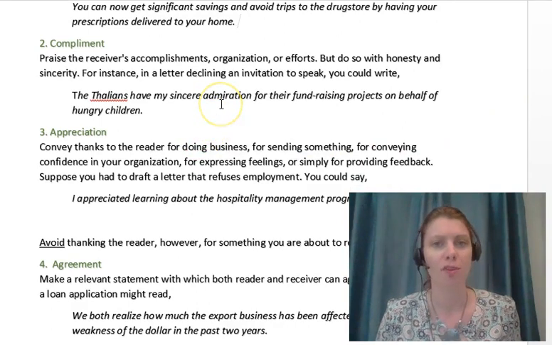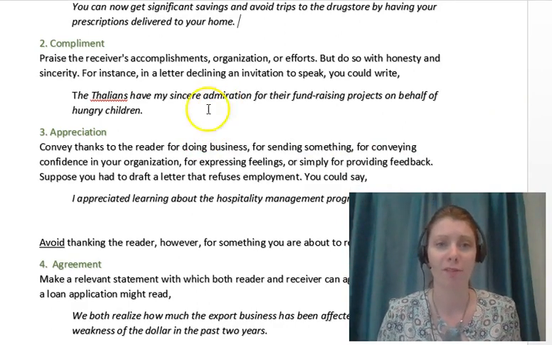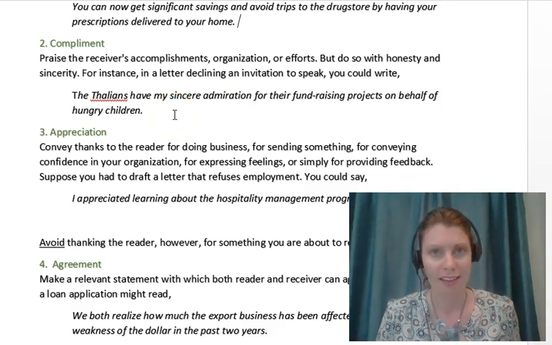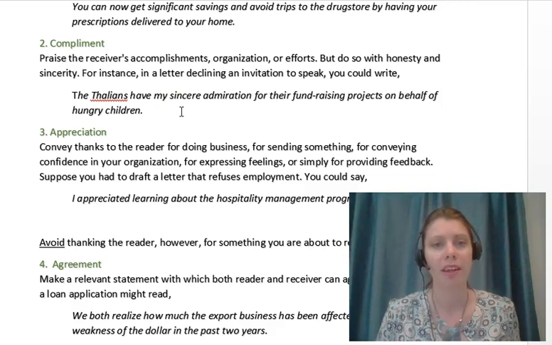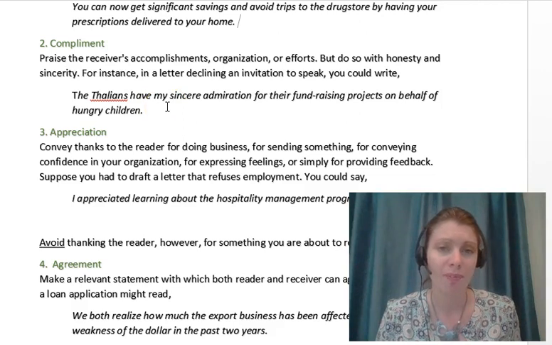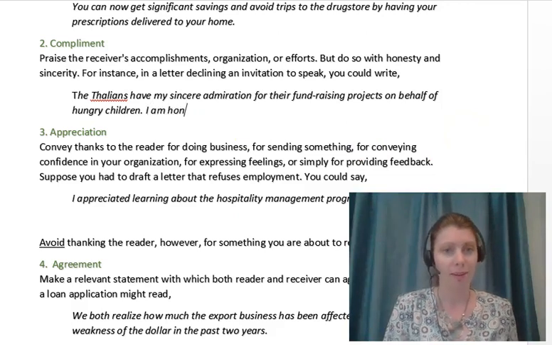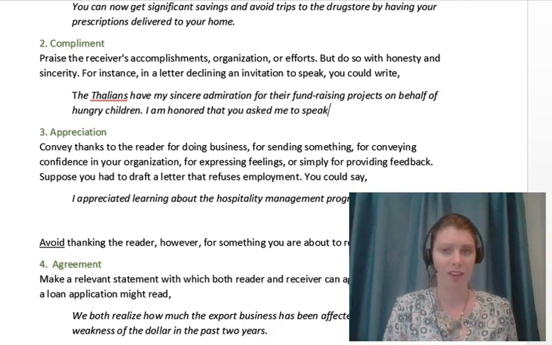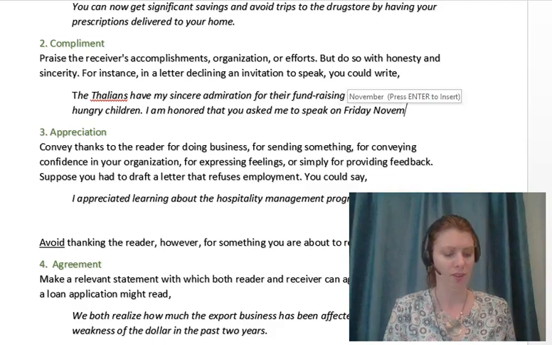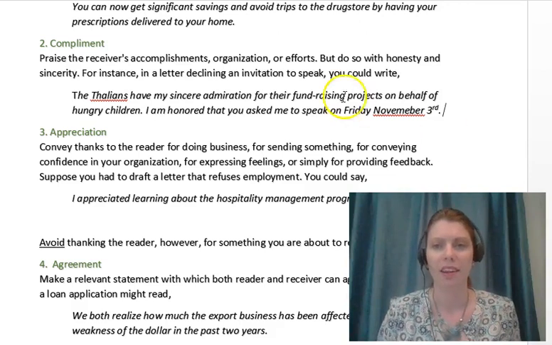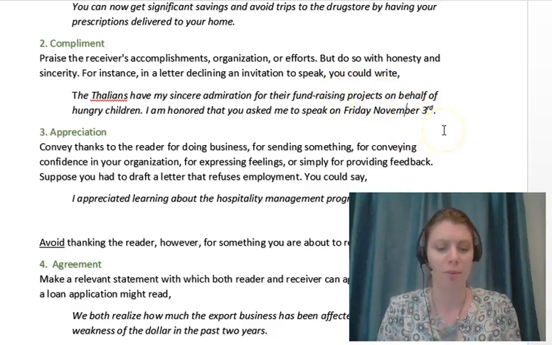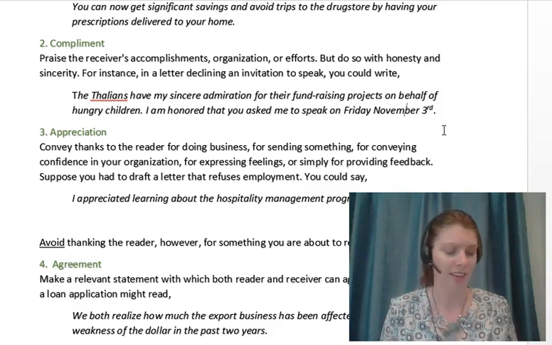Praise the receiver's accomplishments, the organization, or the efforts that have been shown. But do so honestly and sincerely. For instance, in a letter declining an invitation to speak somewhere, you could say something like, the Thalians have my sincere admiration for their fundraising projects on behalf of hungry children. I am honored that you asked me to speak on Friday, November 3rd. And then later in your letter, you would explain that this is great, but unfortunately you cannot attend.